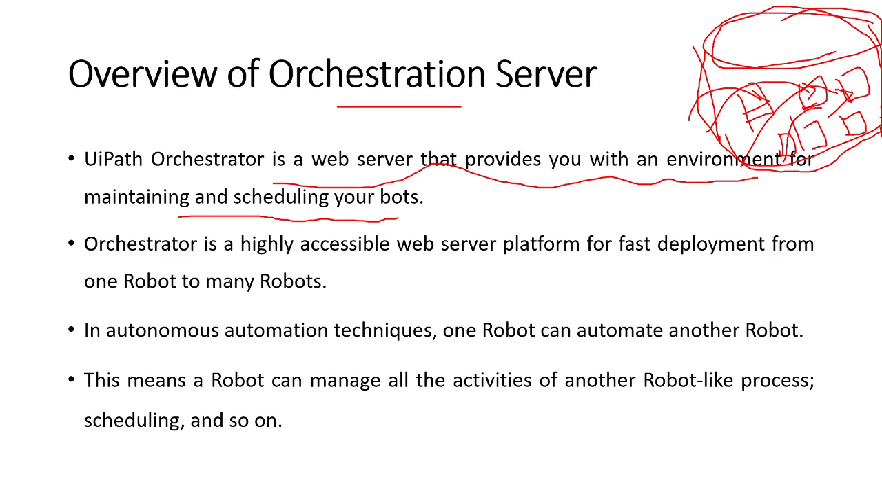Orchestrator is a highly accessible web server platform for fast deployment from one robot to many robots. As I said, I will try to use the community edition because as per my knowledge, in the community edition we can deploy one robot. I will check in the new version of UiPath Studio.